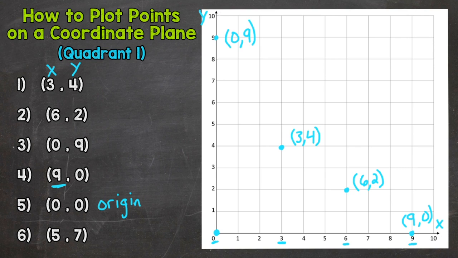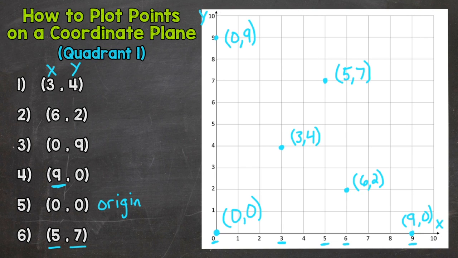We didn't go anywhere. Number 6, we have 5, 7. So over 5, up 7. So we go over 5 here, and then up 7. Plot our point, and we'll label this point 5, 7. And I forgot to label my origin, which is 0, 0.